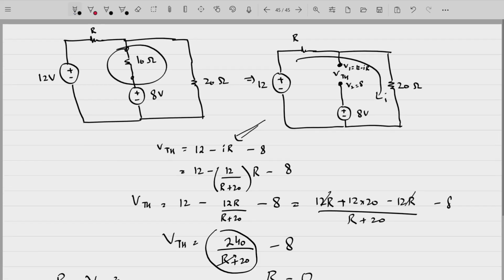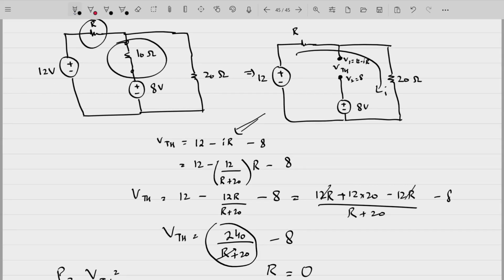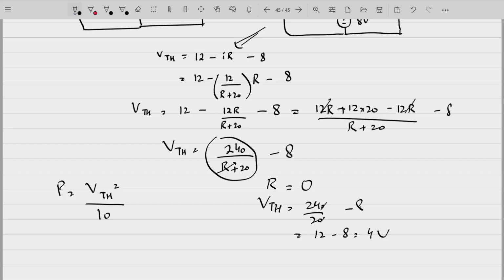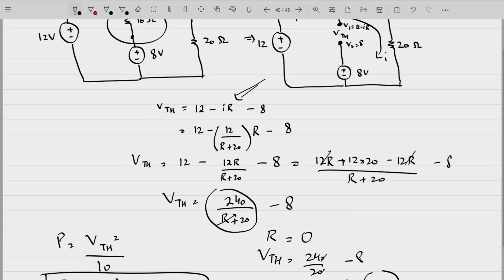Fine. So when R is equal to 0, VTH will come out to be 4 volts. Substitute this here, you will get 4 square divided by 10, 16 by 10, that is 1.6 watts. ठीक है.